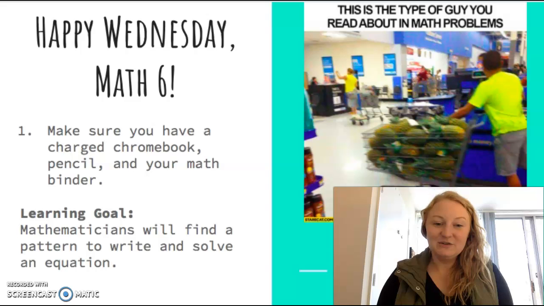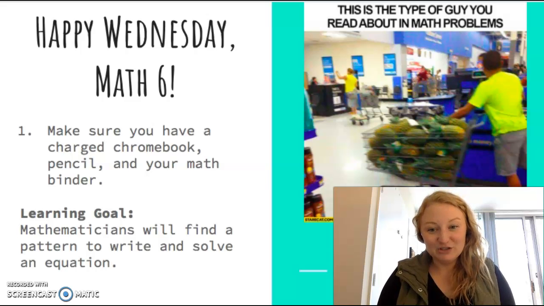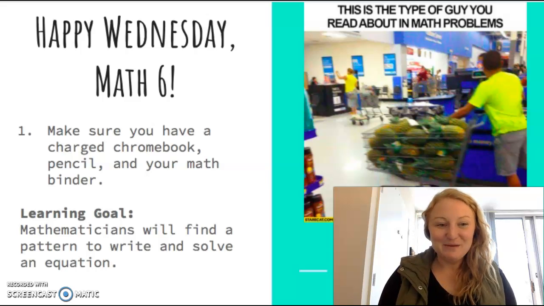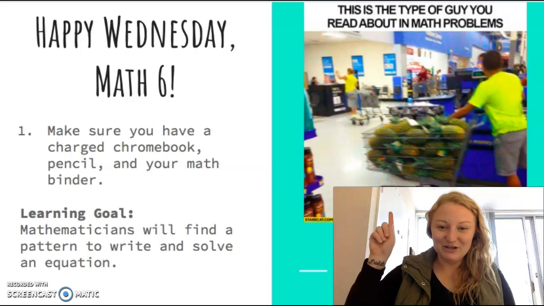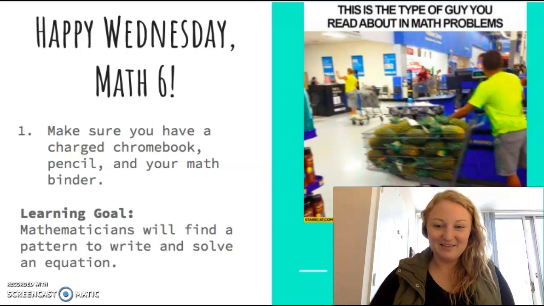Today we are going to find patterns by looking at tables and write equations in order to fill in missing parts of the table.